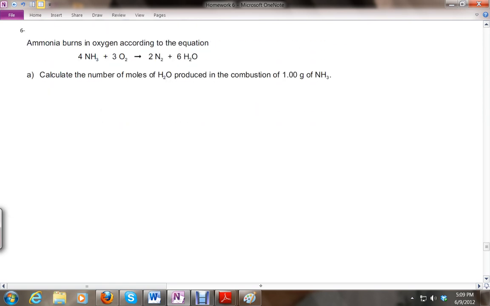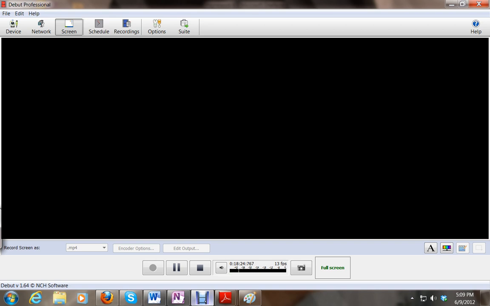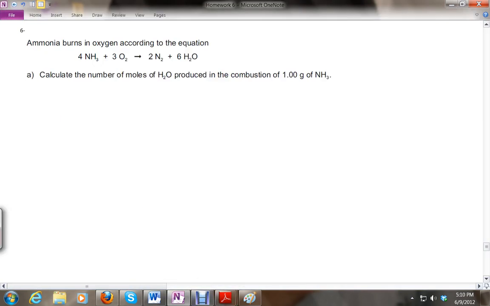Let's go with problem number 6. Ammonia burns in oxygen according to this equation. Let's check if it's balanced. 4 nitrogen, 3 oxygen by 2 is 6, 6, 12 hydrogen, 12 hydrogen. I knew it was, but I am just creating a habit for you guys. So this is number 6. Ammonia burns in oxygen according to the reaction.